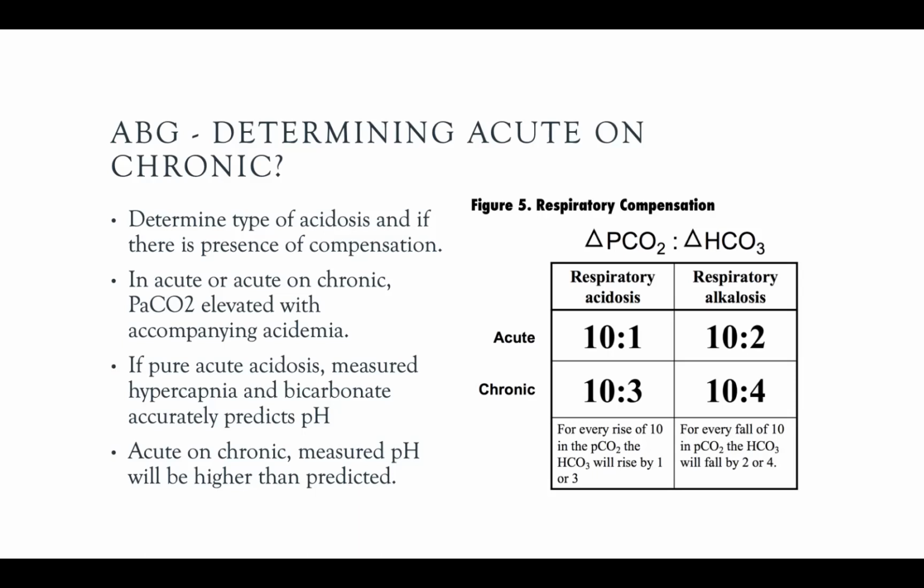Now, if there's an acute on chronic, then our measured pH is going to be a lot higher than what we expect. But in a pure acute acidosis, you measure your hypercapnia and bicarb, and it accurately predicts the pH. There are a lot of formulas based on this, but in an examination setting, probably just needing to know the basics of an ABG is the most important.